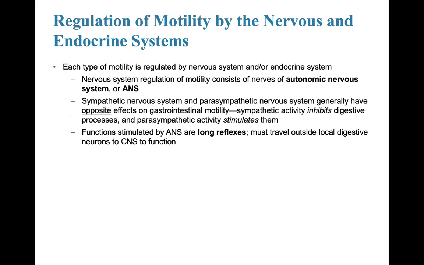The nervous system regulation of motility consists of nerves from the autonomic nervous system. The sympathetic nervous system and parasympathetic nervous system generally have opposite effects on GI motility. The sympathetic nervous system will generally inhibit digestive processes, whereas parasympathetic stimulation will stimulate digestive processes. The functions stimulated by the autonomic nervous system are long reflexes. They must travel outside the local digestive neurons to the central nervous system in order to function.